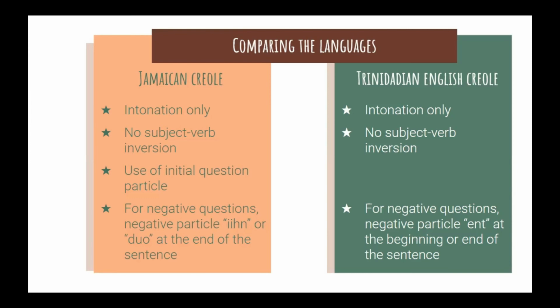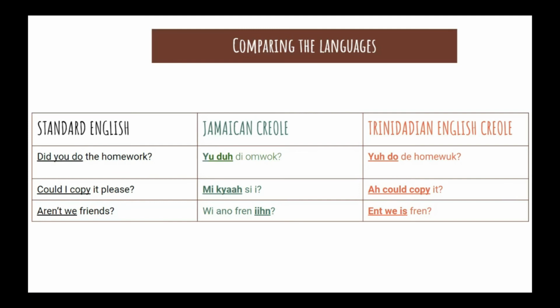For negative yes-no questions, both Creole languages make use of a negative particle. In Jamaican Creole, this is "en" or "do," while in Trinidadian Creole, it is "en." One point of difference between the languages is that the negative particle appears only at the end of the sentence in Jamaican Creole, while in Trinidadian Creole, it can be placed at either the beginning or the end of the sentence. This table shows the differences in the question forms in the three languages.